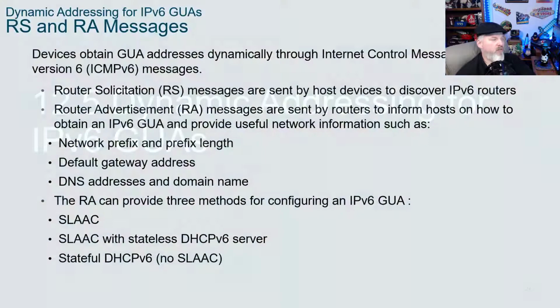Dynamic addressing for v6 GUAs. You have RS and RA messages. Devices obtain GUA addresses dynamically through Internet Control Message Protocol, ICMP, version 6.